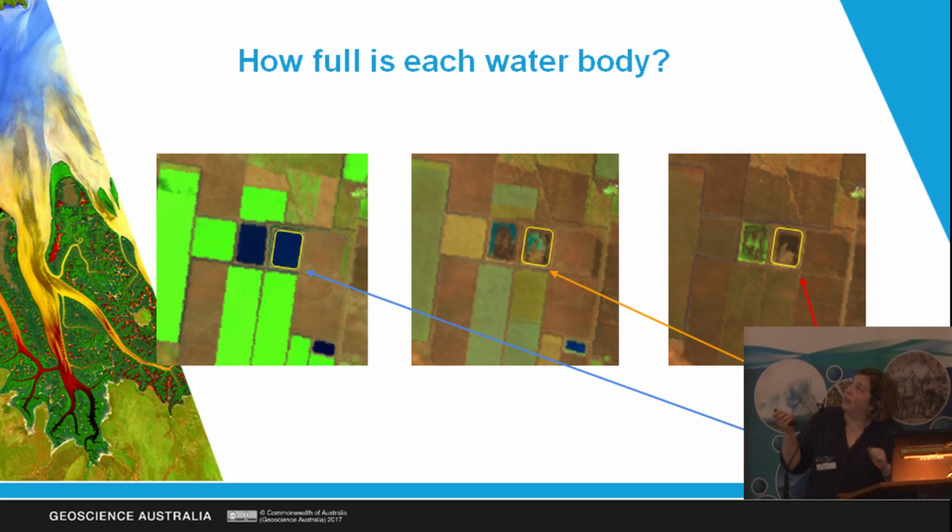So this one in the middle here, where you can kind of see this little squiggle of cyan here, this is a dam that has maybe 10 to 20% water in it, maybe up to 40%. And then the same water body here is empty. And so what we can do is look at this through all of time to see how each water body is changing.